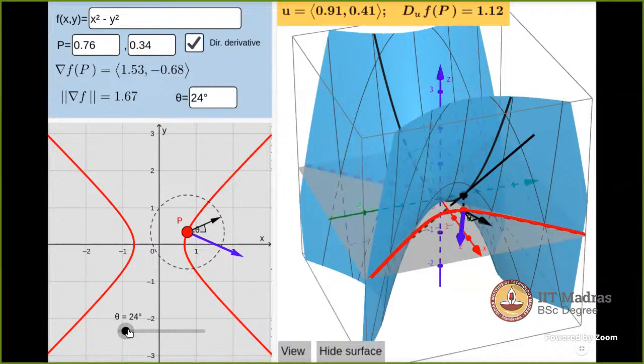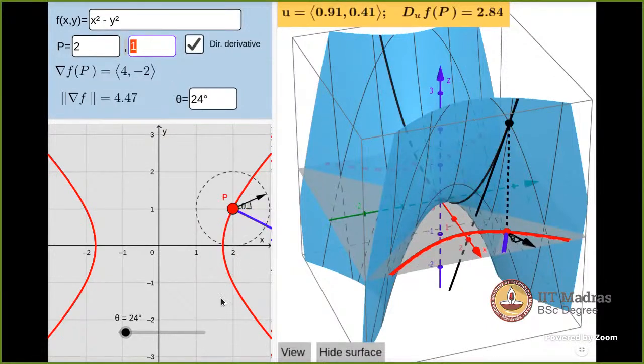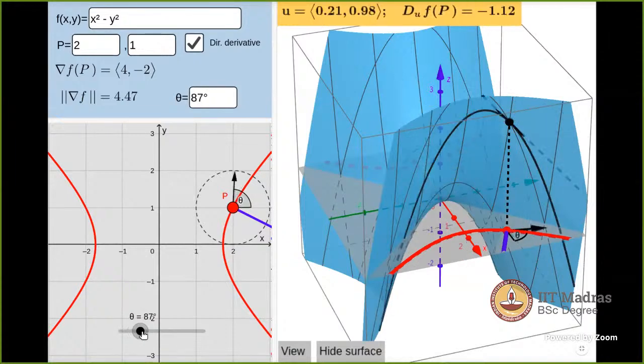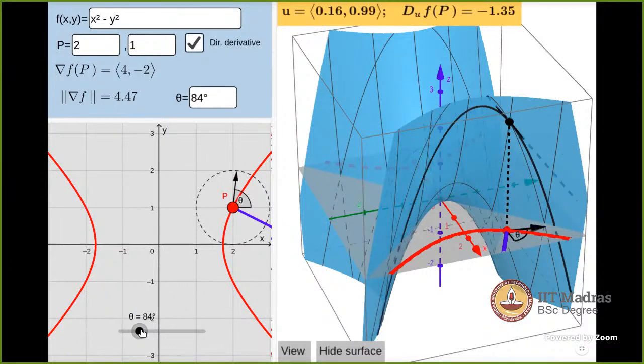Let me fix some point here. What one should I take? 2, 1, let's say. So this is basically what this looks like on the xy plane. This left-hand diagram is only on the xy plane. This is the point P, 2, 1. And this is the direction of the vector which we are talking about, and the directional derivative is changing, as you can see.